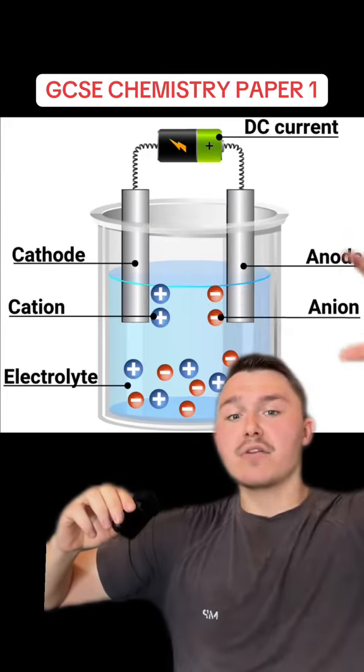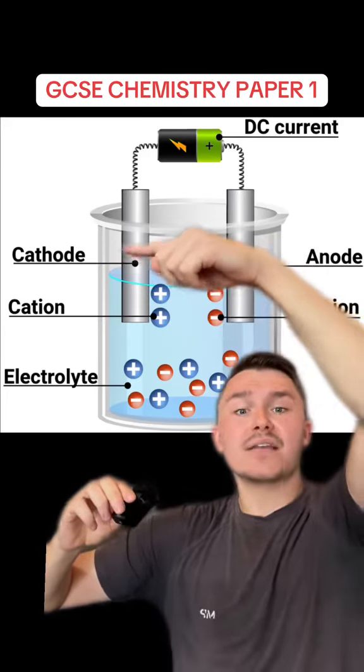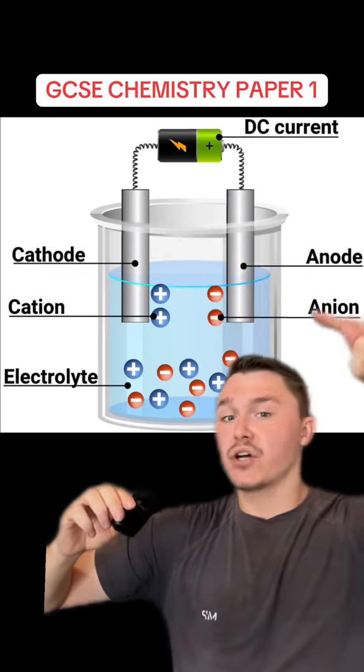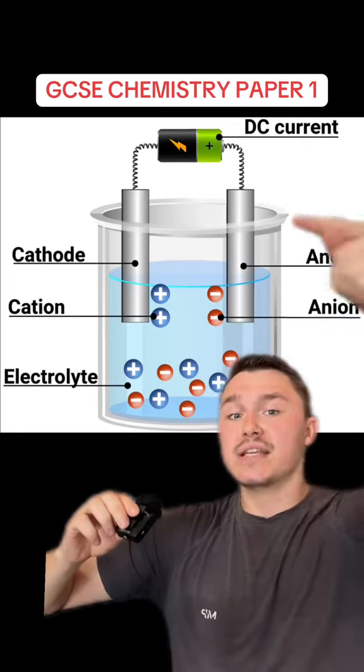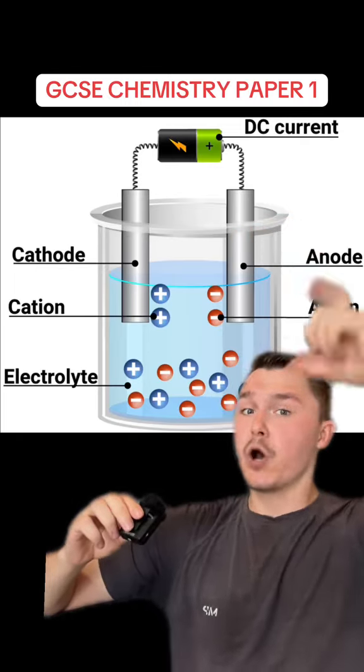They always pair up. So if the cations, which are positive, go to the cathode, the cathode must be negative because opposites attract. Same with the anions, which are negative, they go to the anode, so the anode is positive, attracting the negative anions because, again, opposites attract.